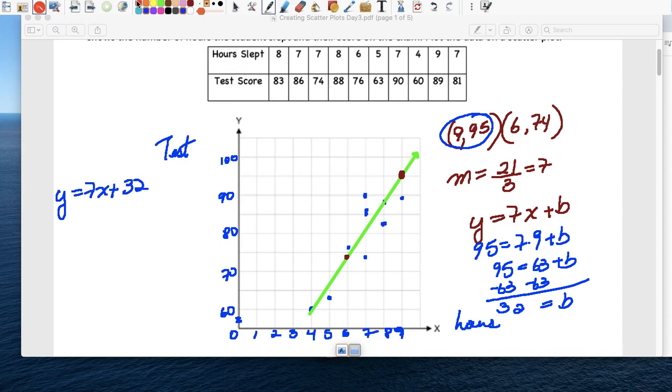Let's identify all the components here. So the y represents my test score. 32 is my y-intercept.